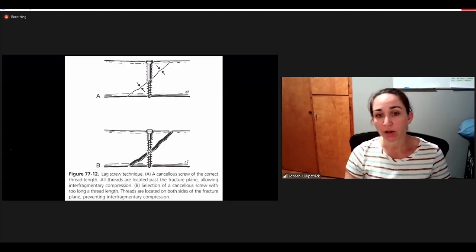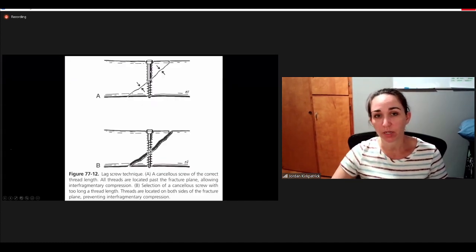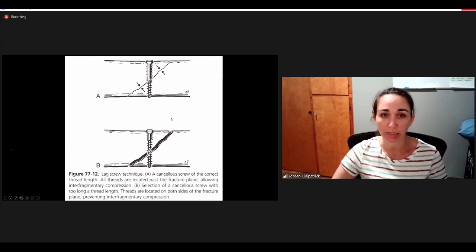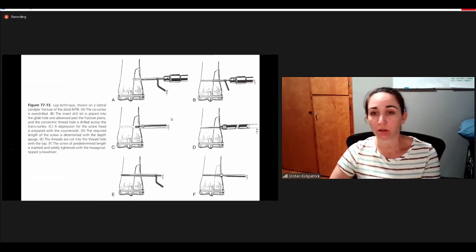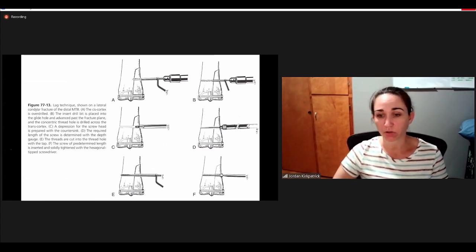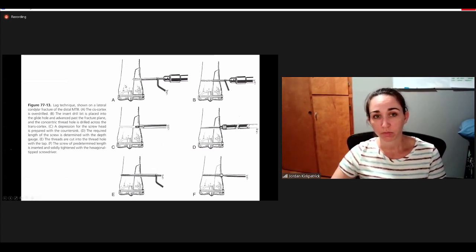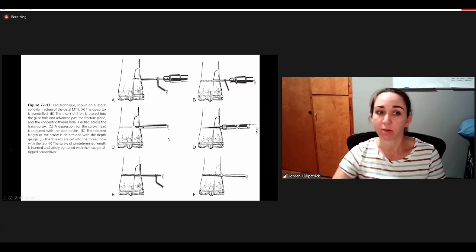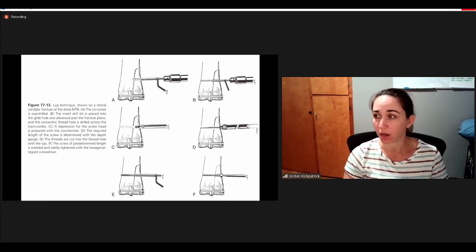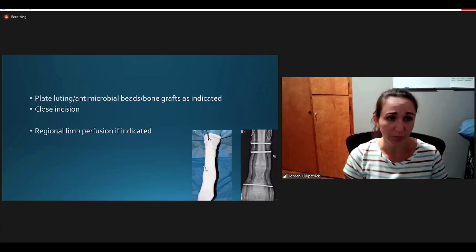This just goes over how to do the lag screw technique, and the point of that is to compress the fracture lines together so that the fracture can heal. And this is another image of how you would do the lag screw technique to reduce a fracture and keep it stable. So I just put those in there for you to look at.